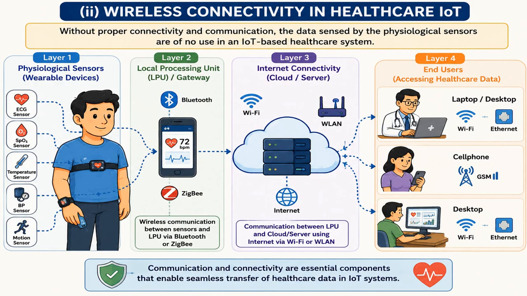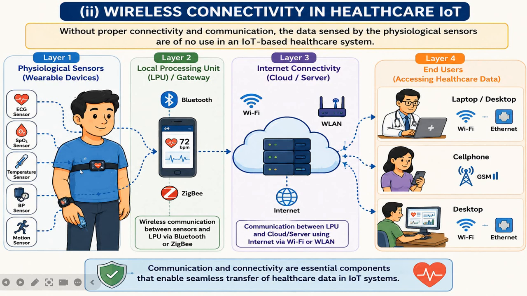Then comes the second one, that is wireless connectivity in healthcare IoT. Here it shows how health data collected by wearable sensors is transmitted through different communication technologies to the healthcare providers and the end users. Now here you can see a patient wearing multiple physiological sensors such as ECG, SpO2, temperature, blood pressure, and motion sensors. These sensors continuously collect important health information from the patient's body, and the collected data is useful only when it can be transmitted to other parts of the healthcare system.